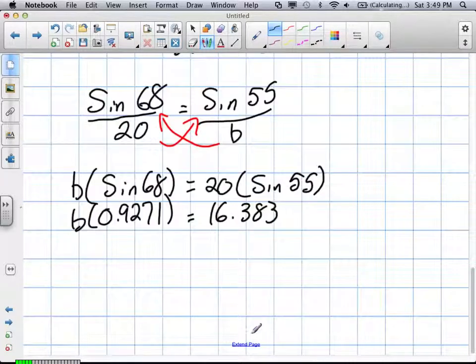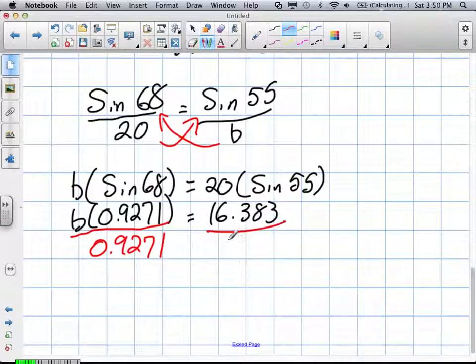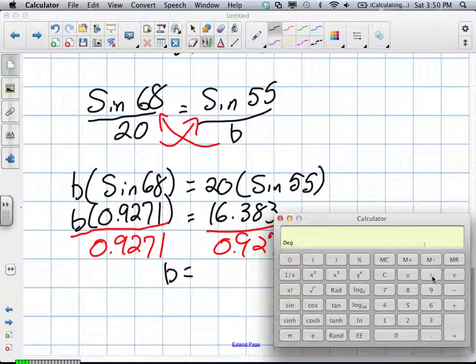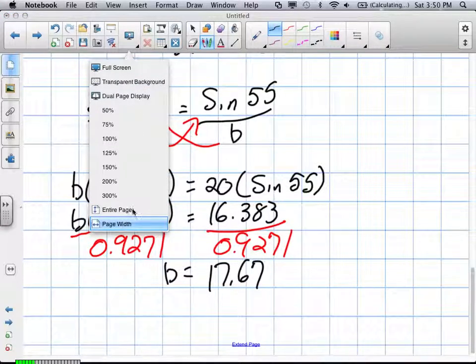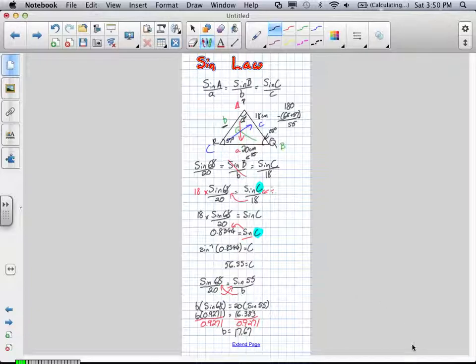How would I get B by itself? Divide 16.383 by 0.9271, and what do I do to the other side? Exactly the same. So side B will equal, on the calculator again, 17.67, so roughly 17.67. Quite a bit to do on that one, but that's sine law to solve the whole triangle.